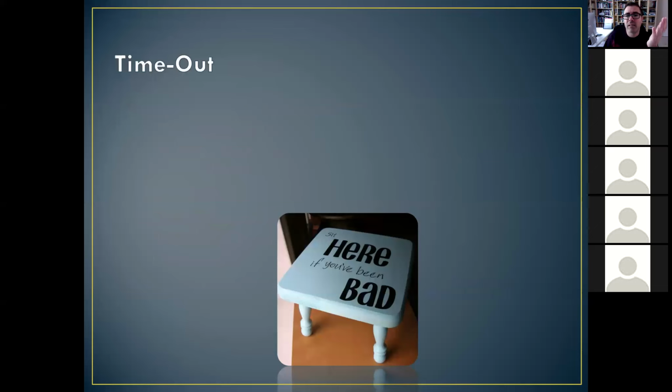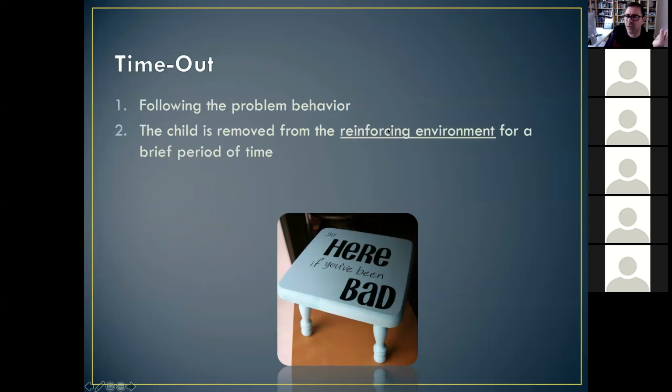So let's talk about timeout. Timeout is the first kind of procedure that I wanted to talk to you guys about. So when we have timeout, notice this is a negative reinforcement contingency. So you have the timeout following the problem behavior. Now, in this case, I'm going to give the example of the child. A lot of those procedures are used with kids.